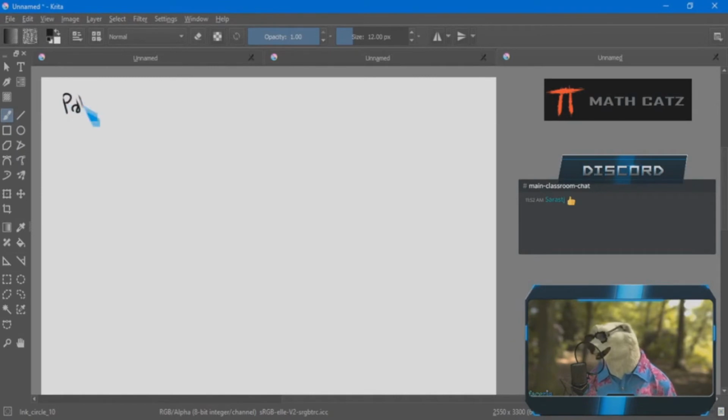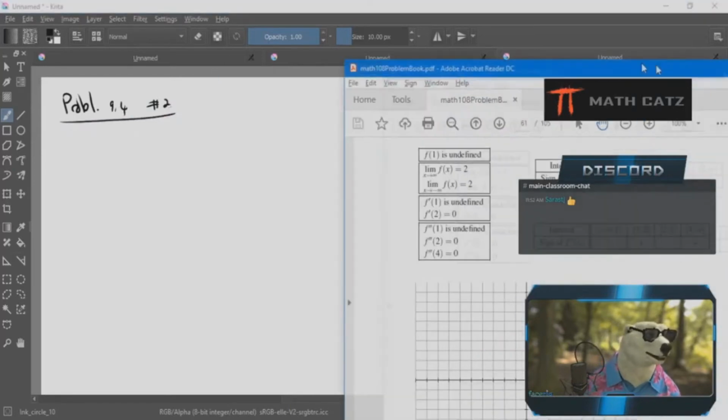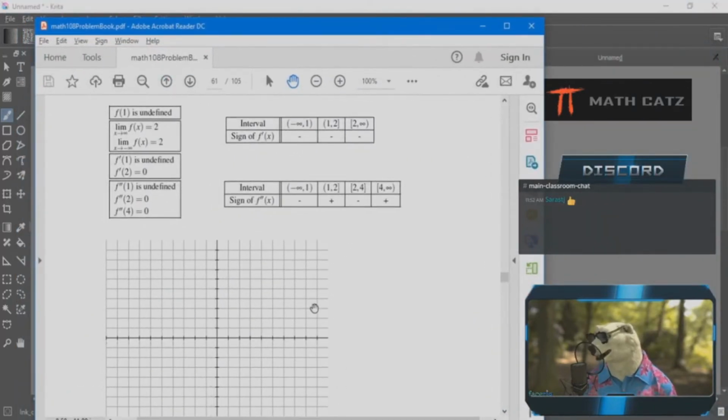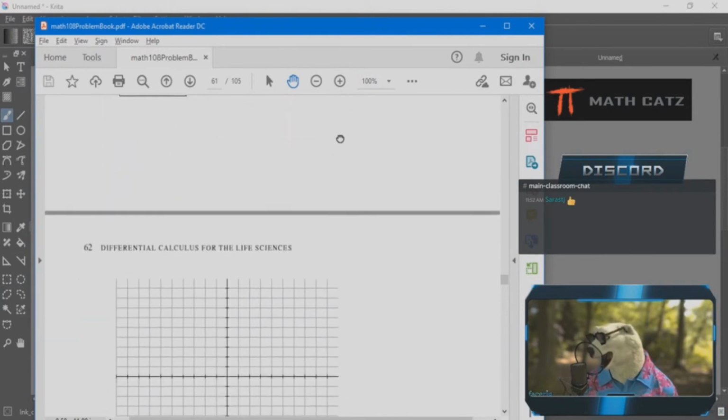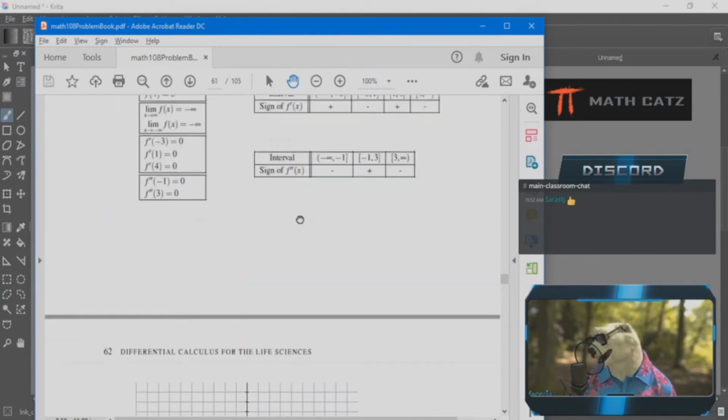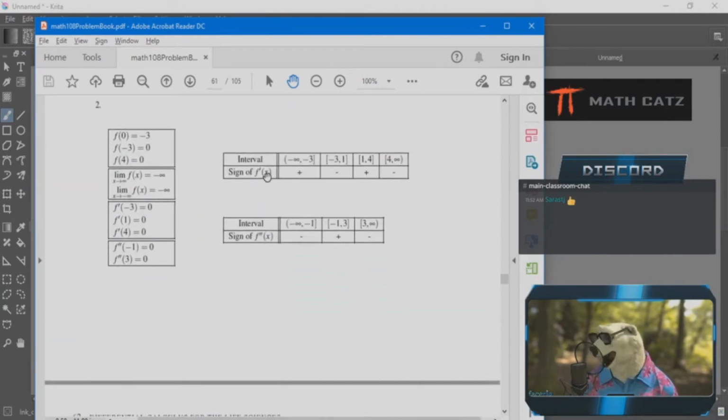Let's go to, why am I writing so big? That's better. Problem 9.4, let's just do the next one, number 2. Why not? I don't know which ones are good and bad, they're just questions. Now I have the graph spacing at the next page, so I just need to focus on that.